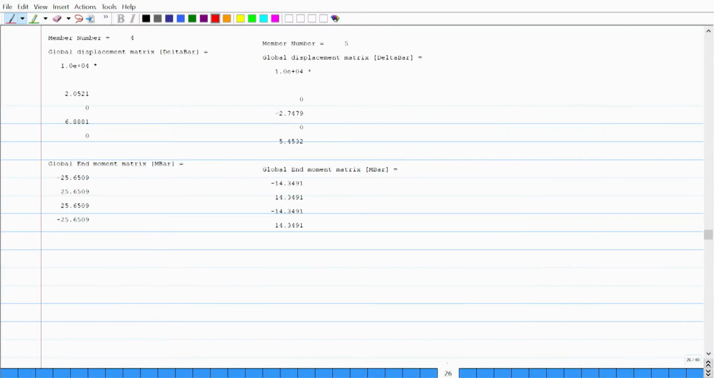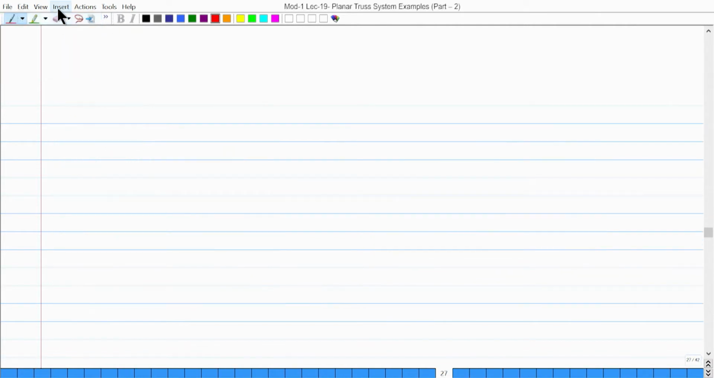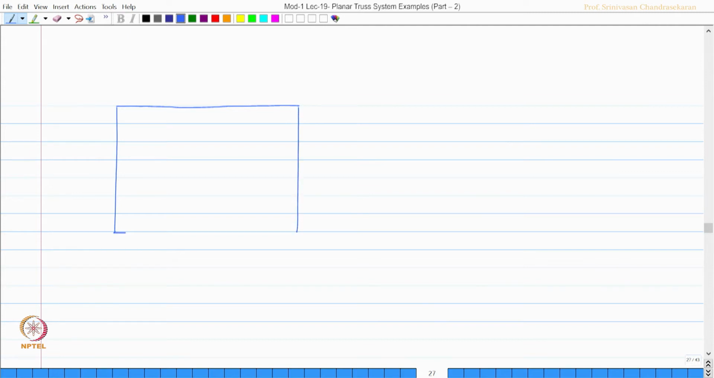Let us do one more problem, but directly let us do this problem with the computer methods. Okay. So, the problem is like this. So, their members are arranged in this manner. These are my supports and these are my loads.